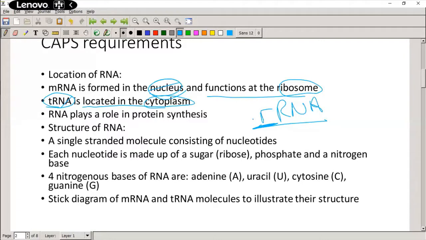Then RNA plays a role in protein synthesis. Structure and protein synthesis is what we're going to go through in the next lesson, and that's a very important section. And then structure of the RNA, we need to know that it's a single strand. It's not a double strand like the DNA, and it consists of nucleotides as well.